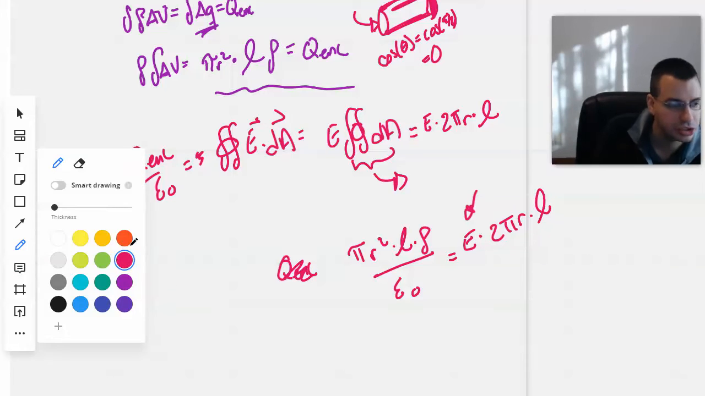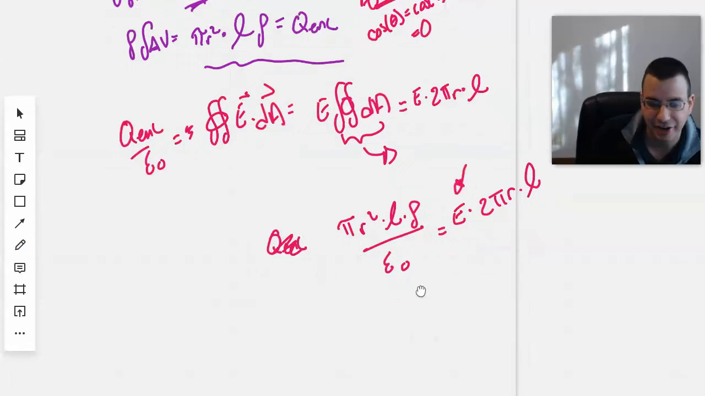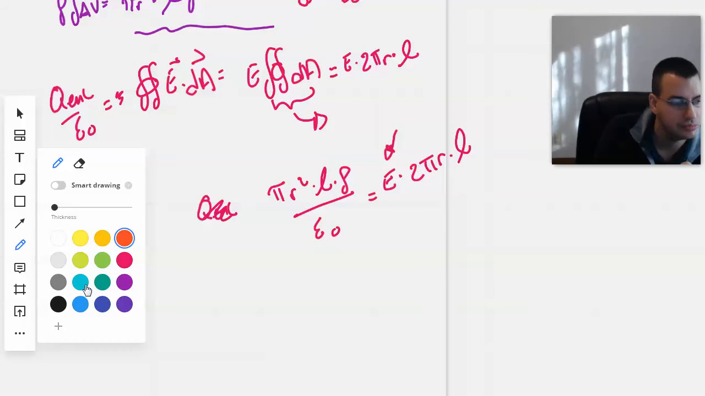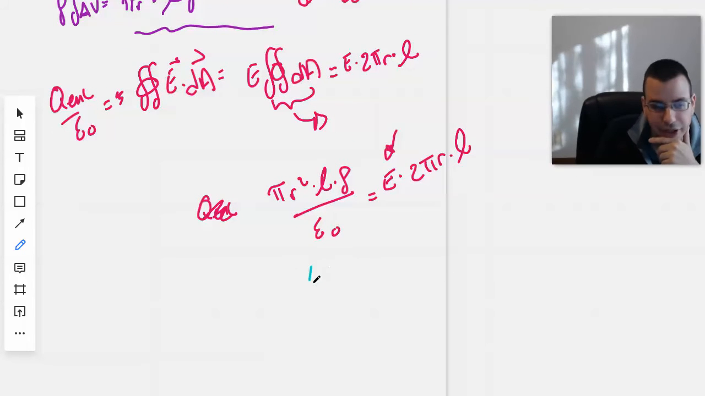Switch colors to add emphasis. Not enough contrast between red and orange. Blue. So then electric field equals, we only want the magnitude. Cancel, cancel, cancel, cancel, cancel, cancel.